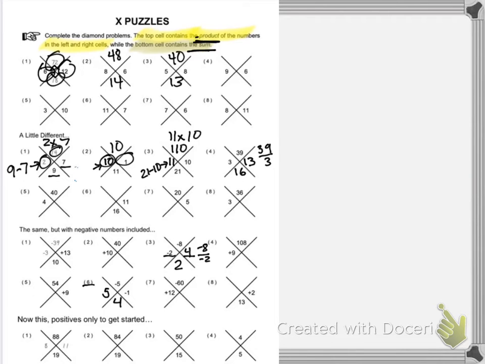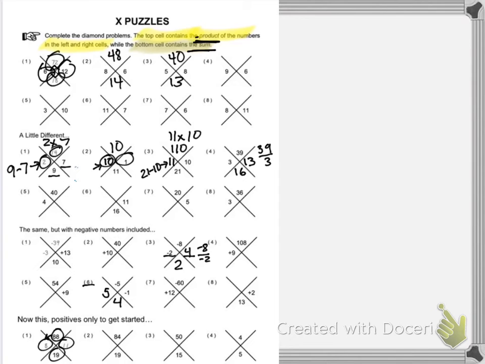Now, this is where the real puzzle starts. All that was just warm up. This is where the X puzzles really work. So I give you the top and the bottom, and you come up with the left and the right. So here, 88: two numbers that multiply to 88 and add up to give me 19. I'm going to do 8 times 11, which gives me 88. 8 plus 11 gives me 19.